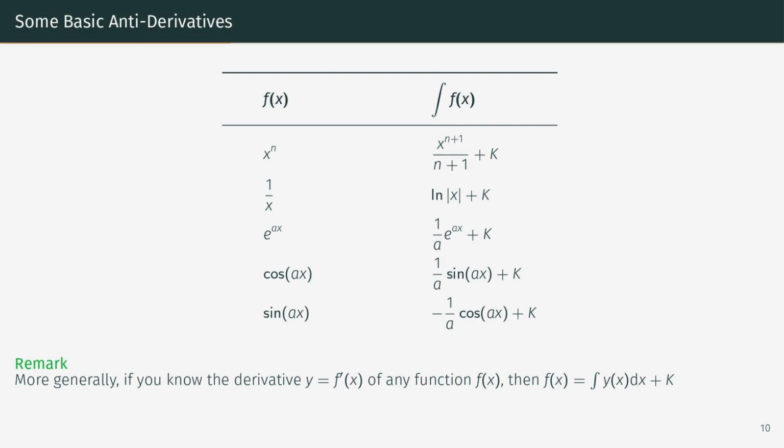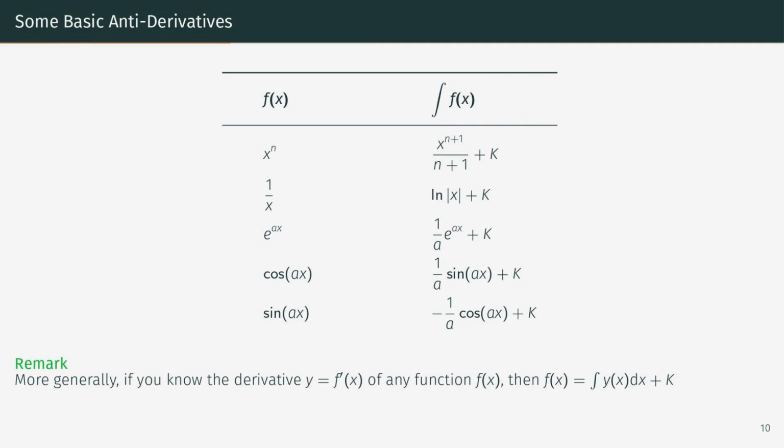The third is e to the ax, where a is some constant. Its integral becomes 1 over a times e to the ax plus k. An example would be e to the 4x. Then the integration result would be 1 over 4 e to the 4x plus k, since a, the constant in this case, is simply 4.